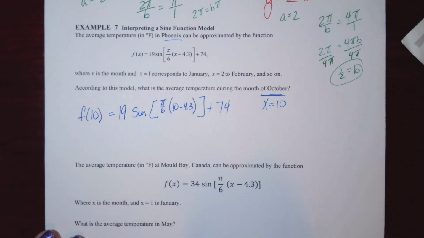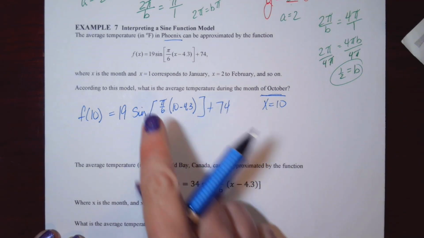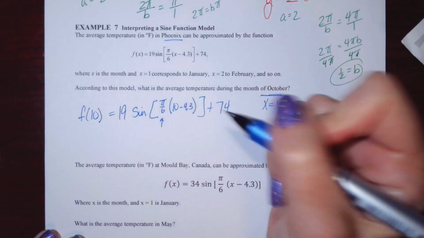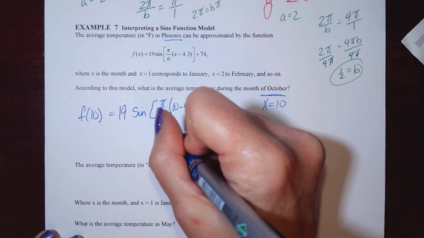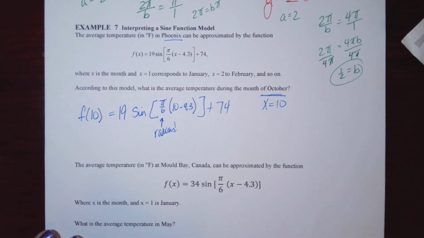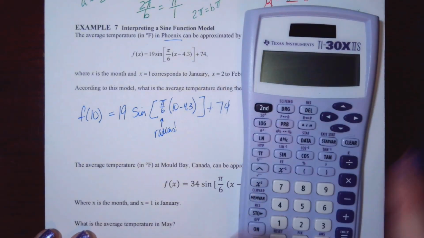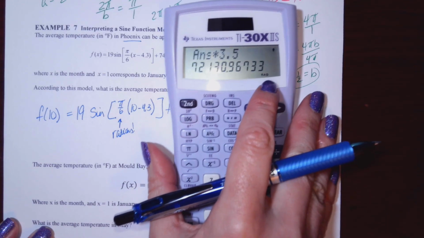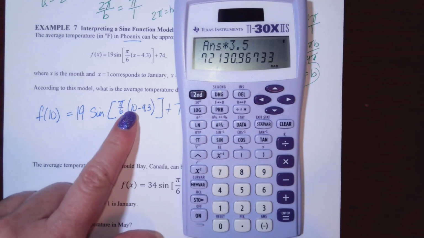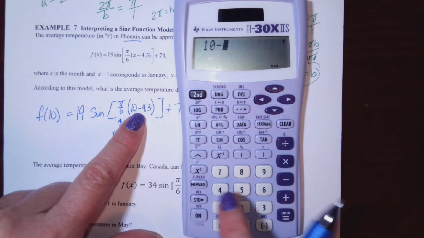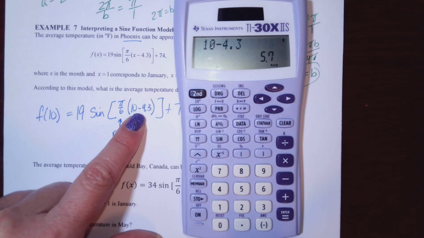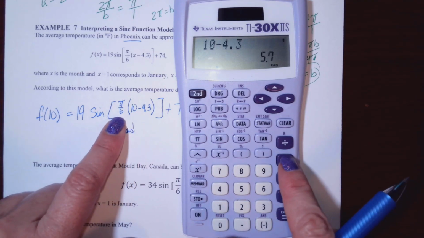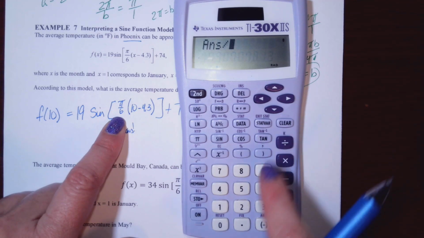And like I said, this is a calculator problem. We're finding a sine function, and I've got pi 6 here, so I know that we are in radians, even though I wasn't explicitly told that as part of the problem. So when I grab my calculator to do this calculation, I need to make sure that I am in radian mode. I'm going to start inside. Well, 10 minus 4.3 is 5.7. I'm going to multiply that times pi 6. So times pi divided by 6.